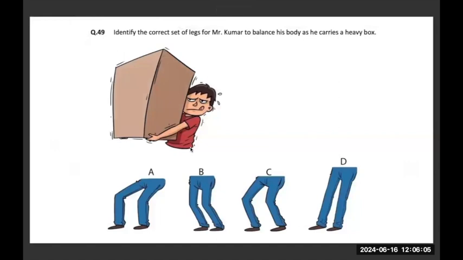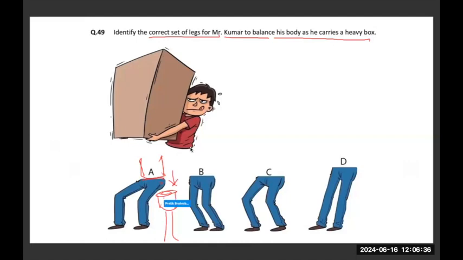Identify the correct set of legs for Mr. Kumar to balance his body as he carries the heavy boxes. Which is a correct set of legs for this person to balance his body to carry the weight? Now, in this case, option A would be possible if this person was sitting on some kind of a stool. In that case, option A is possible where he's trying to put load on his upper half, and he's trying to sit somewhere.